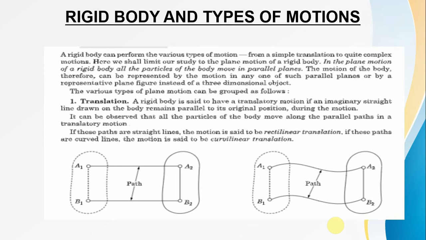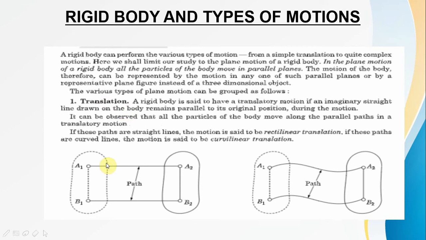As we know, a rigid body is a body that, if we try to put different forces on it, does not change its shape. It does not get deformed, and that is why it is known as a rigid body. Now, there are different types of motion. The first motion is translation motion.